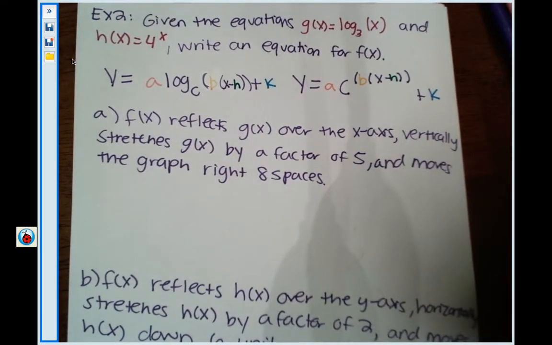Okay, so now we are going to be reversing what we did in example 1, but now with example 2. In example 2, we're going to be given some logarithm or exponential equations, and based on the transformations given in the problem, we are going to be able to build our own logarithm or exponential function using the a, b, h, and k values that we learned from the previous example problem.